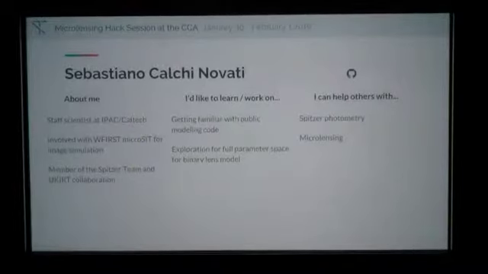I work at IPAC. Currently, I'm involved mainly with WFIRST microlensing image simulation for the microlensing survey. I'm a member of the Spitzer team, specifically for the photometry, so I can help with that. What I'd like to learn is especially the optimal way to explore the parameter space for a multi-lens model, and specifically with the public code that we learn about today.